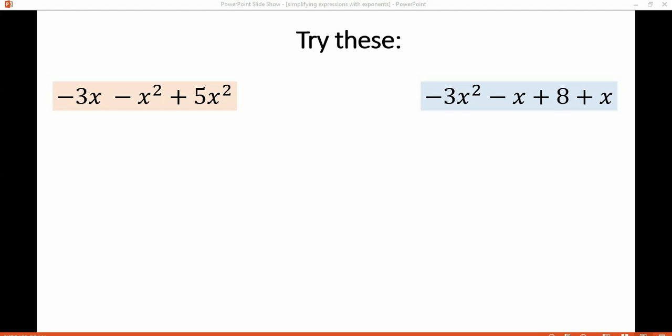All right, I'm assuming that you've paused the video and tried these on your own. This first problem, this is going to be a negative 1x squared, and we can add that with 5x squared, and we can get 4x squared plus negative 3x. So your final answer here should be 4x squared plus negative 3x. Your final answer for this blue one, here we have negative 1x, positive 1x. Our x's are going to cancel out. All I'm going to be left with is negative 3x squared plus 8. That's all.